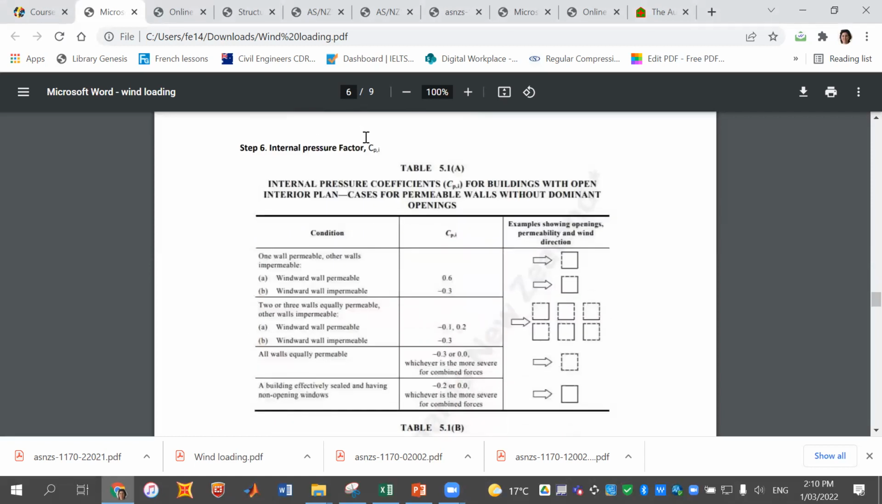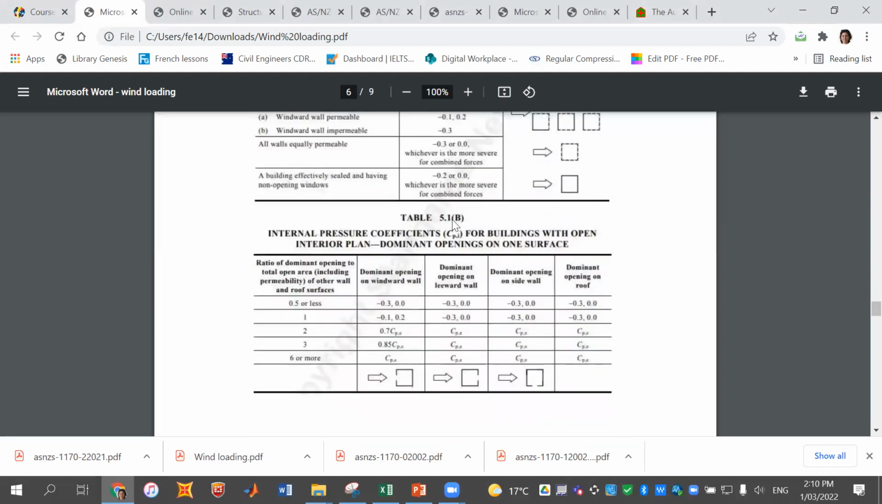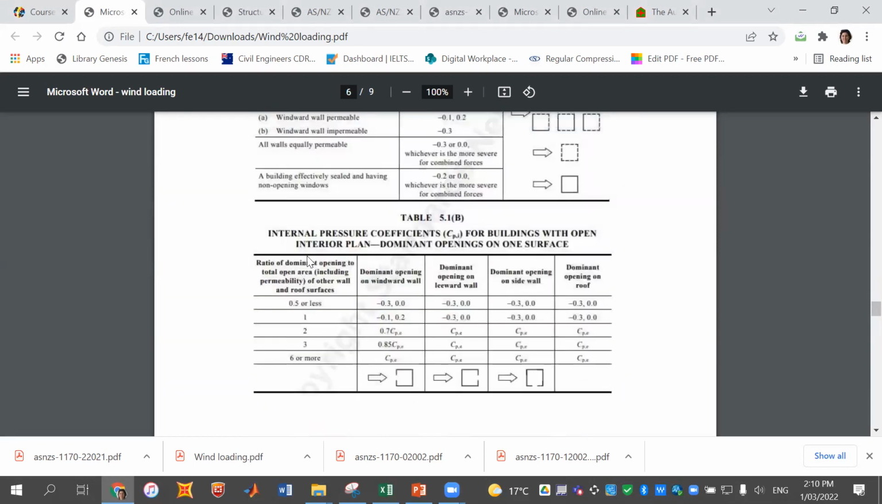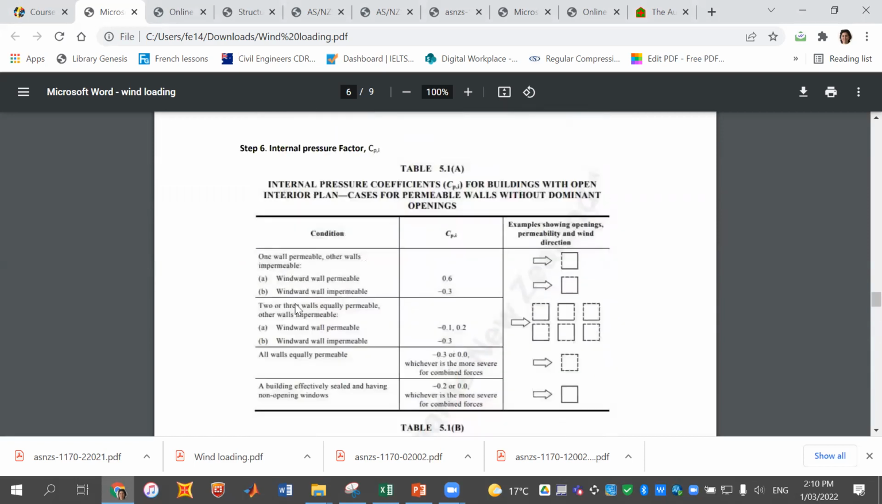And then we need to find CPI. The I here stands for internal. As you can see, we have Table 5.1, 5.1a and 5.1b to find the internal pressure coefficient CPI. Again, you need to have a look and see which one of these explanations is true for your building.